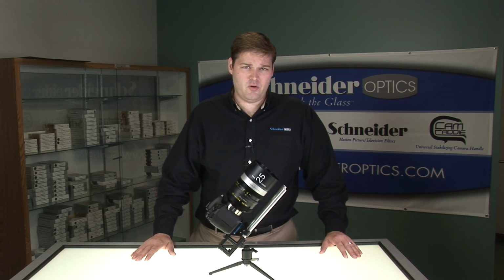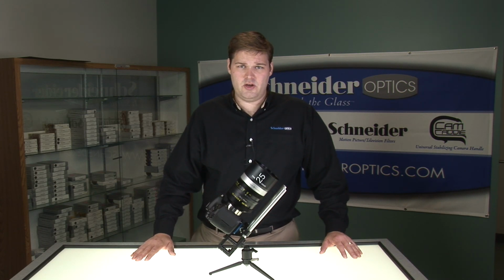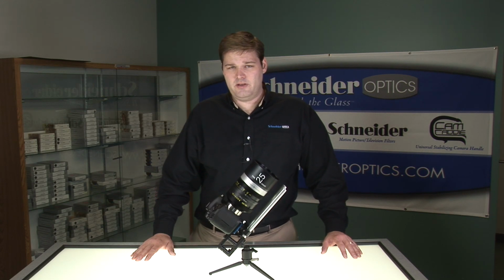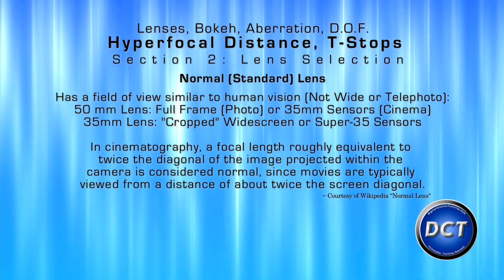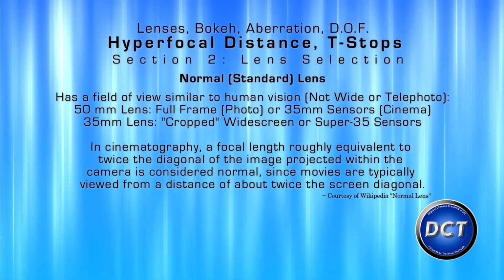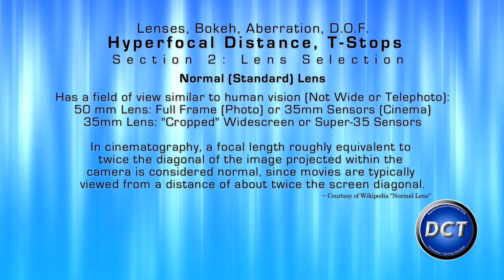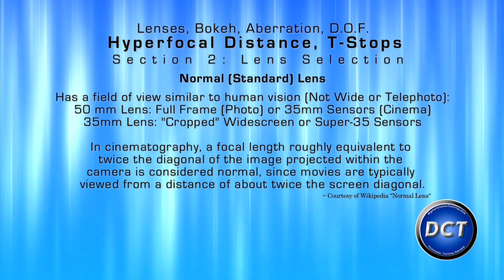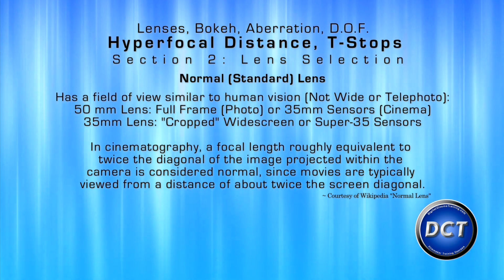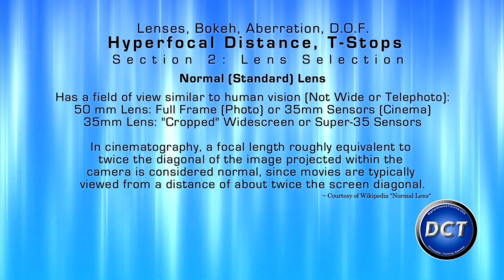A good medium focal length that'll cover a lot of situations is either a 35 or a 50 millimeter. This depends on your sensor size. If you have a full frame sensor, then a 50 millimeter is going to be more what your human eye is used to seeing. So if you're doing a documentary style where you want to replicate what a person would see, then you're definitely going to want to choose a 50 millimeter.